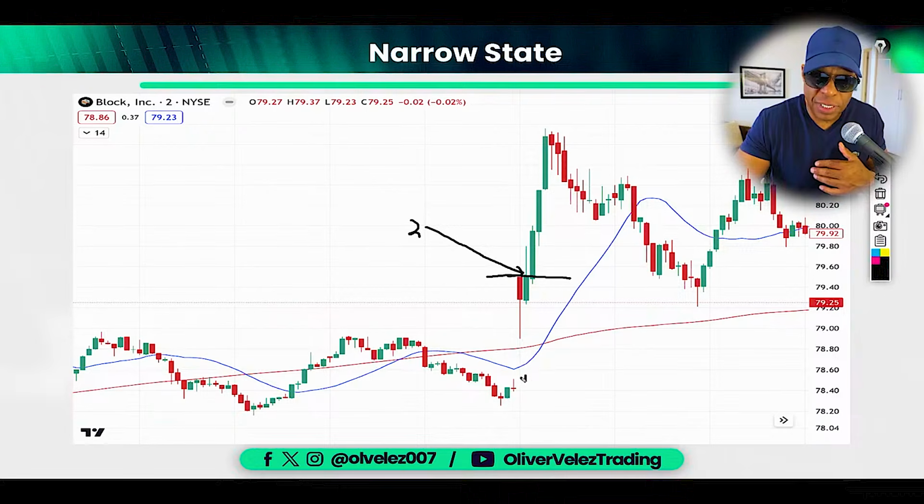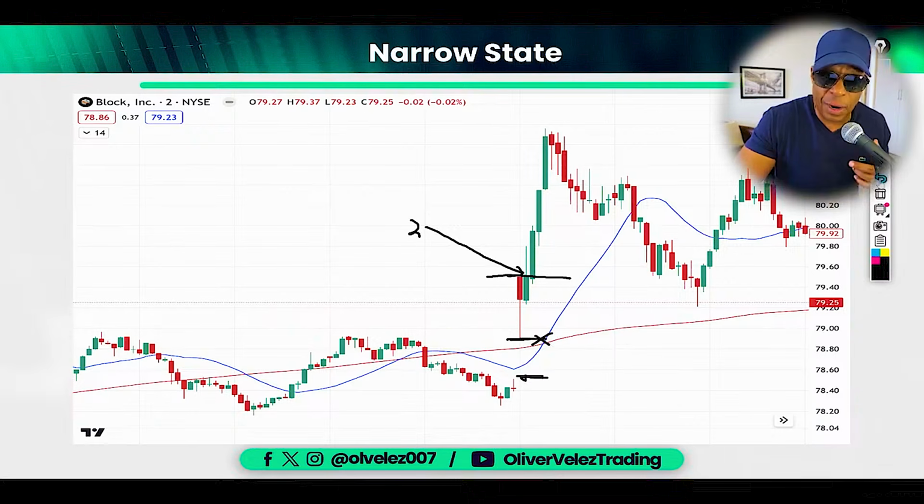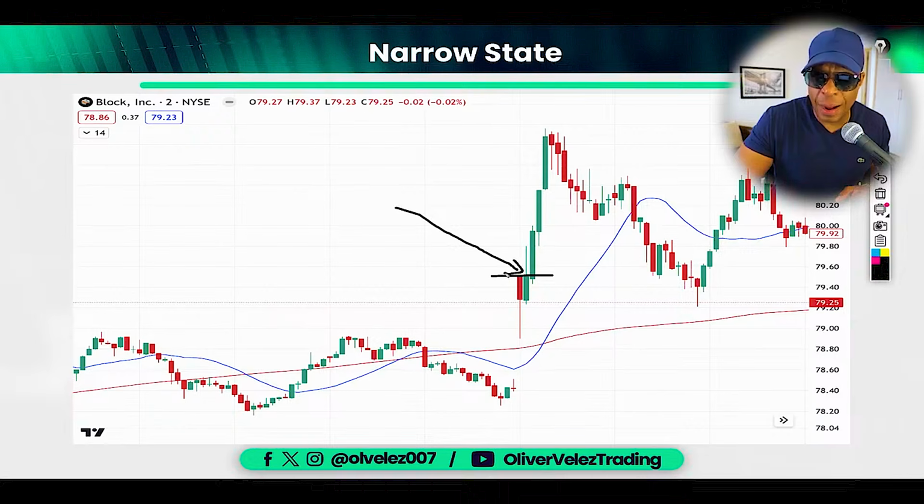Protection. I want my protection under. Remember, see here, I'm going to stop out at the narrow state. I never want to stop out right at the narrow state. I got to get my protection under the narrow state in this case. All right, so it goes like this. Boom. Tail bar power entry.